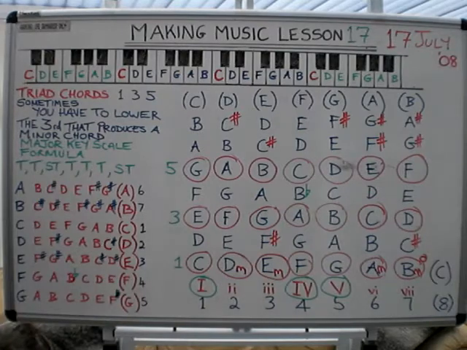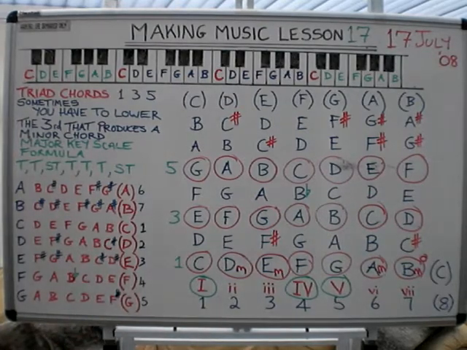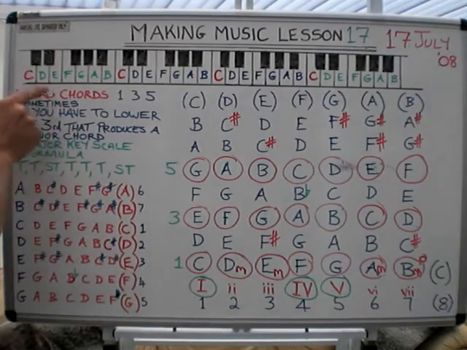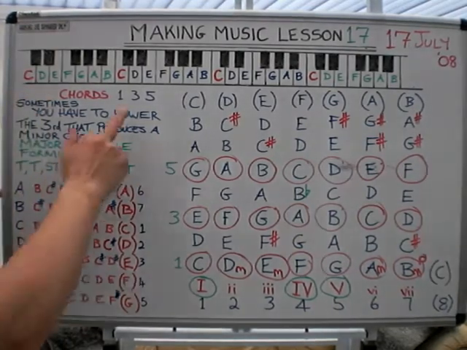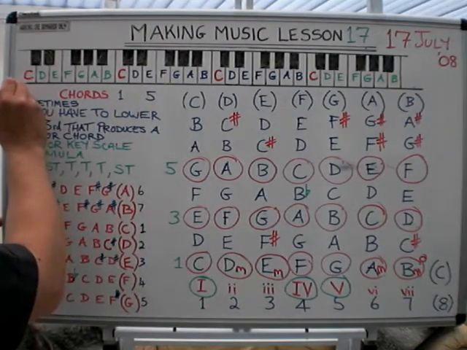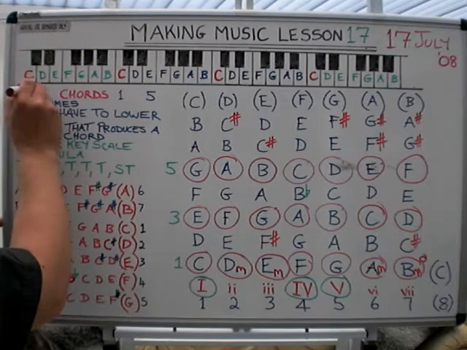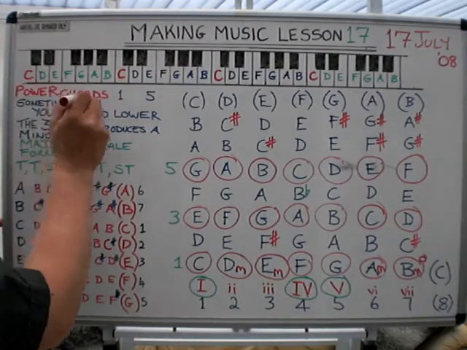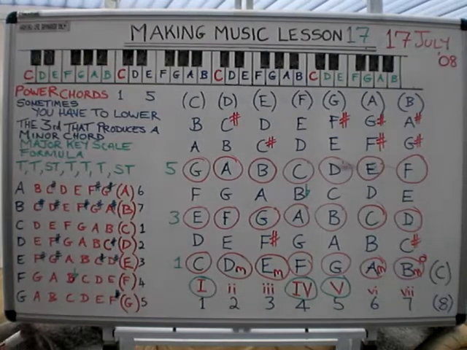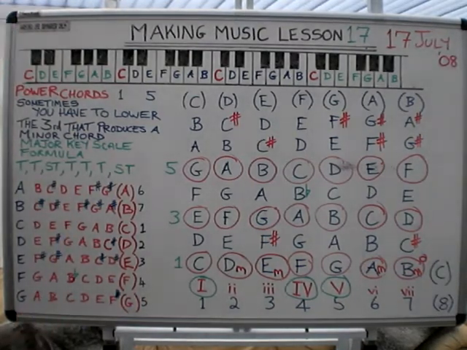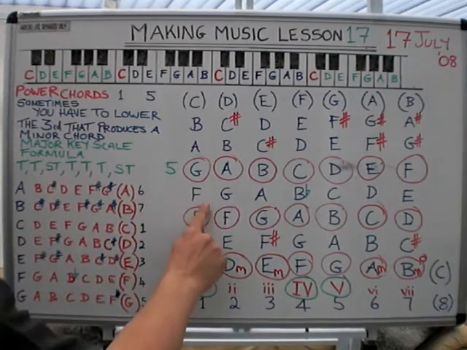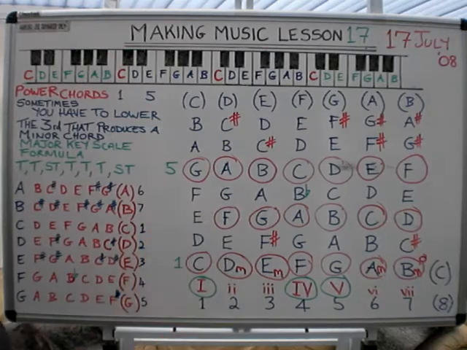Okay. So from now then we can move on to talk about power chords. So I'm going to rub this out here where it says triad, and I'm going to rub out number 3. I'm going to put power chords, okay. So what is a power chord? Well, it's actually not much different to what we've been doing, but all I'm going to do is remove the 3, and I'm going to remove the red circles around here.